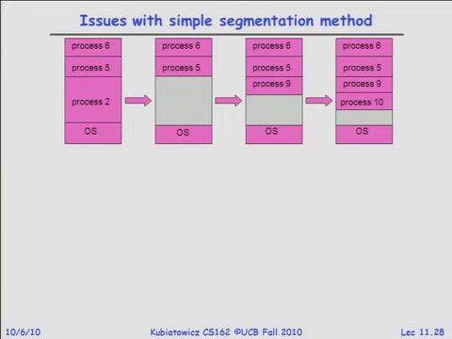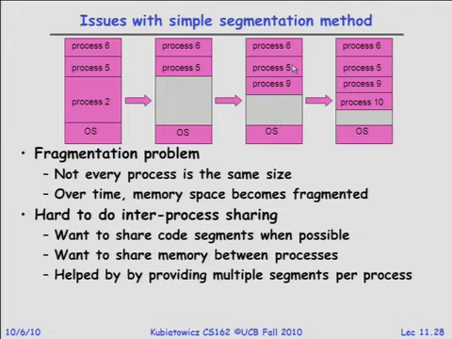Okay. So, not every process is the same size. Memory space becomes fragmented. We have to deal with it. It's very hard to do inter-process sharing here. Why is that? Because right now we're sort of forcing processes to stay within their segment. So if we want process 9 and process 5 to talk to each other in shared memory, we have no way to do that. Yes?